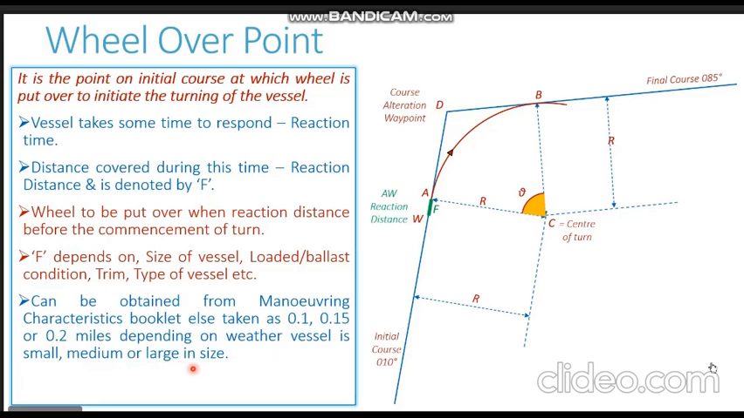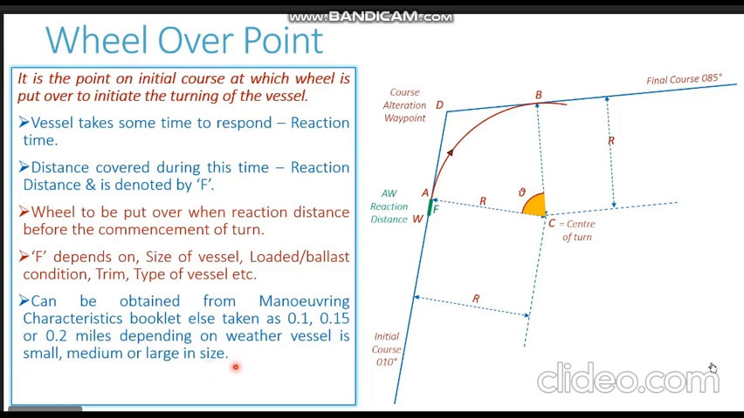These are the general figures which can be taken for reaction distance F if it is not available in the maneuvering characteristics booklet of the vessel. So 0.1 mile or 1 cable for small ships, 0.15 miles or 1.5 cables for medium ships, and 0.2 miles or 2 cables for a large ship. Now there is no definition for small, medium and large vessel. You will have to fit your ship in one of these categories and then pick up these values of the reaction distance to be used to identify the wheel over point.